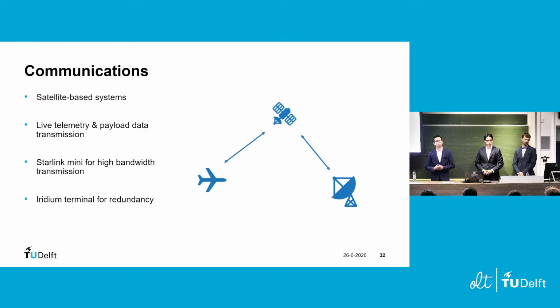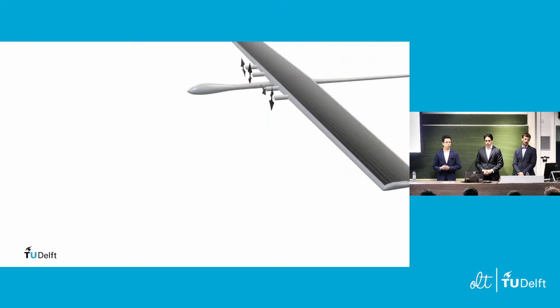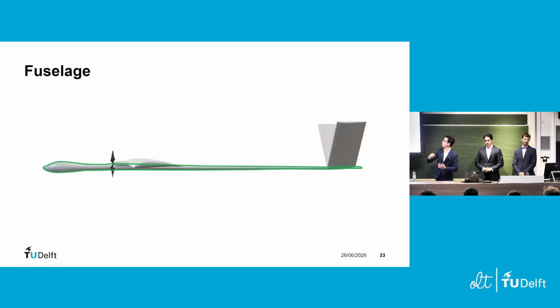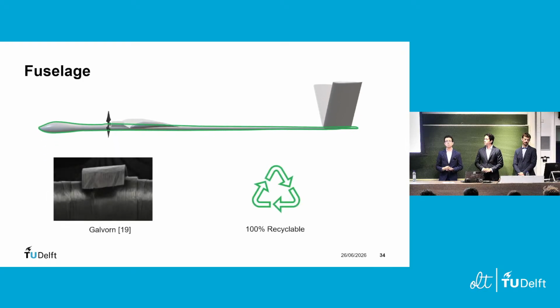I'd like now to move on to the body of the aircraft and start with the fuselage. The fuselage will need to be able to support the payload at the nose, the wing, and the tail at the back. It will have a tapered cylindrical shape, as you can see there in the picture, which is useful to save weight, and it will be fully made of Galvorn, a material based on carbon nanotube technology, which has a big advantage for our design because it achieves strength properties very close to traditional carbon fiber reinforced polymer while being 100% recyclable without losing fiber strength.